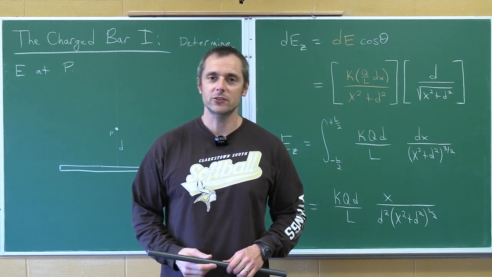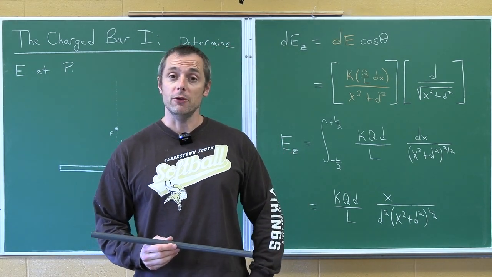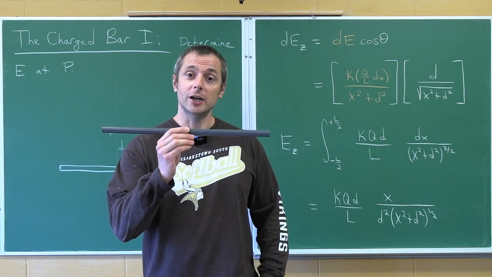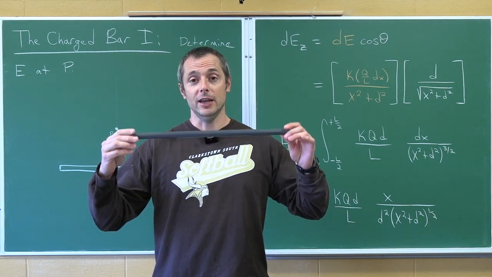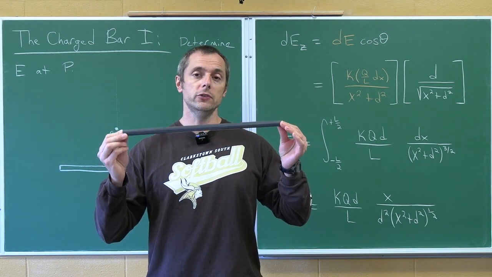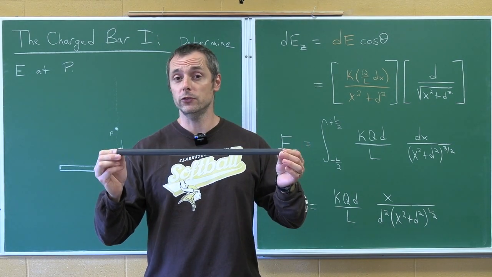Hello physics students. Today we're going to learn how to find the electric field of a charged straight bar. So I have here a piece of plastic. It has an equal number of protons as it does electrons, and that's why it's neutral.